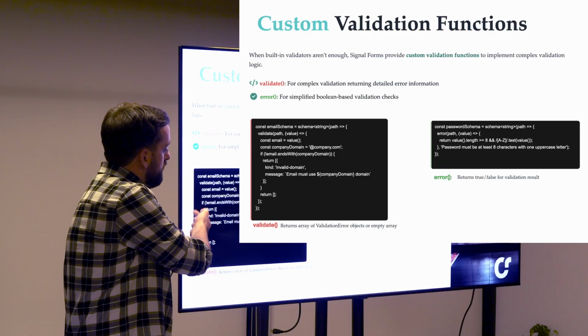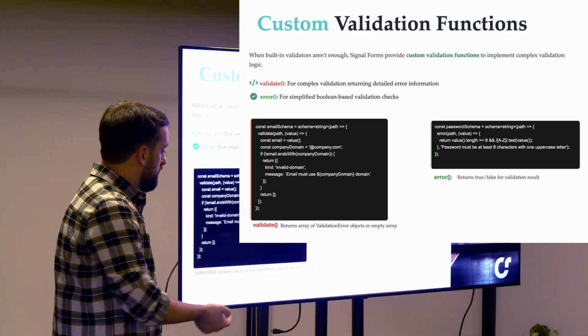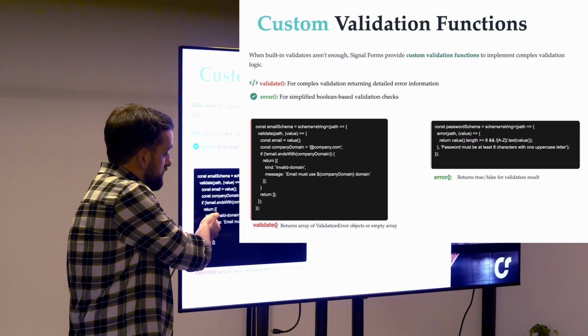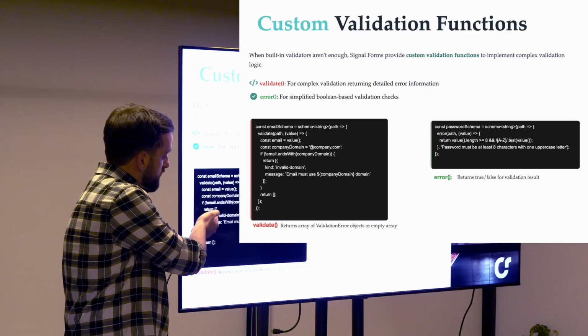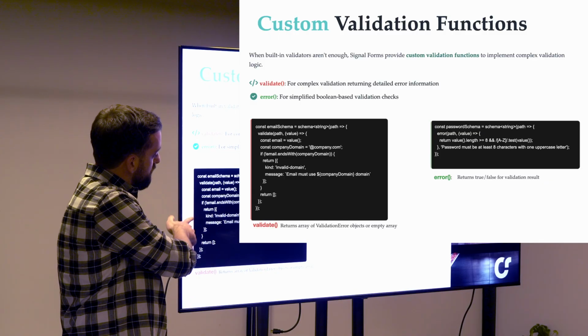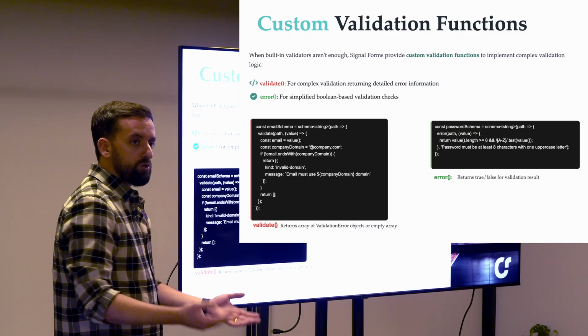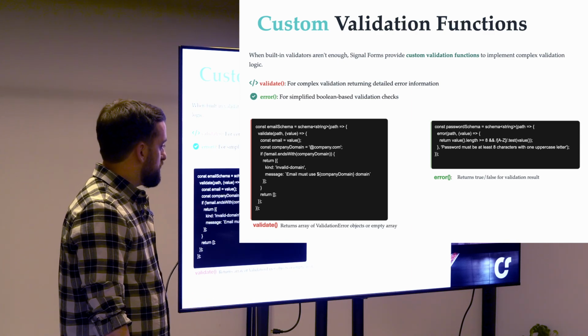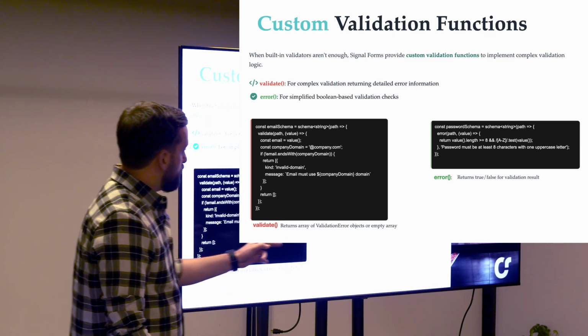It means that if the email doesn't end with that domain, we will return a message saying, for example, you can see that it's very well structured. It has a kind, it has a message. Otherwise, if this condition is not met, we will just return null or an empty array, and it means that this validation passed. But besides that, we also have the error.